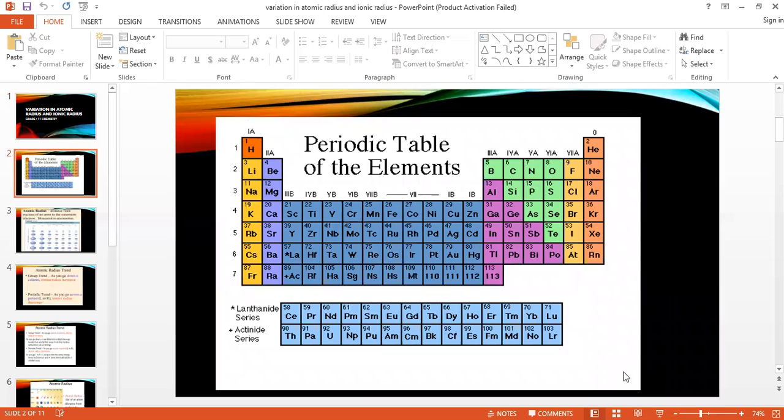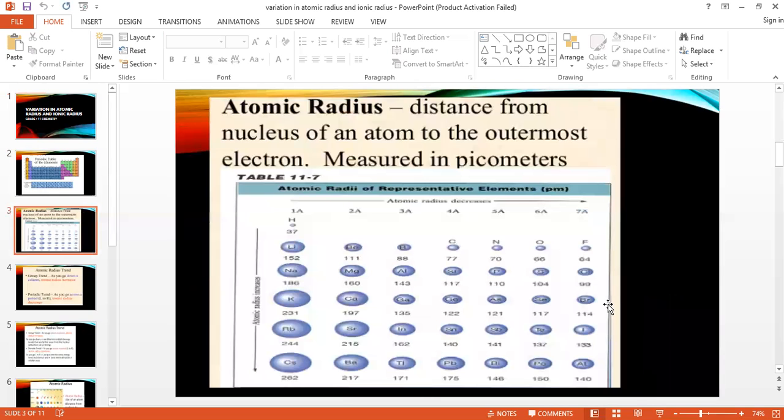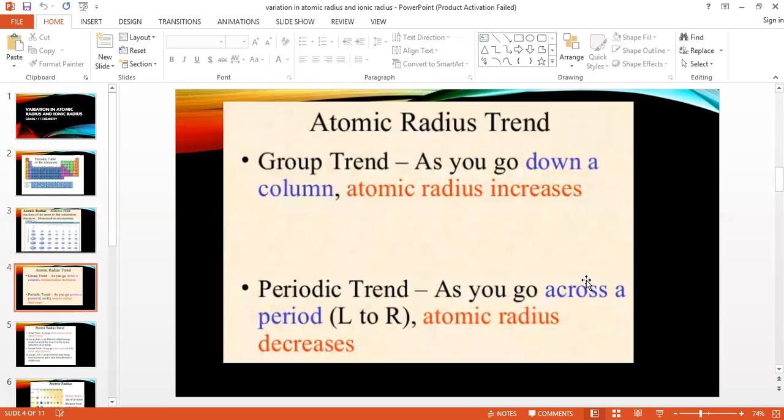This is your periodic table. We are going to learn about the size of an atom. See their atomic radius first. The distance from the nucleus of an atom to the outermost electron. So when you go down, what happened with this blue color size? Increase. But from left to right, almost the same. Or you can say it decreases but little. Understand from this? So you know the trend now. From top to bottom what happened, from left to right what happened.